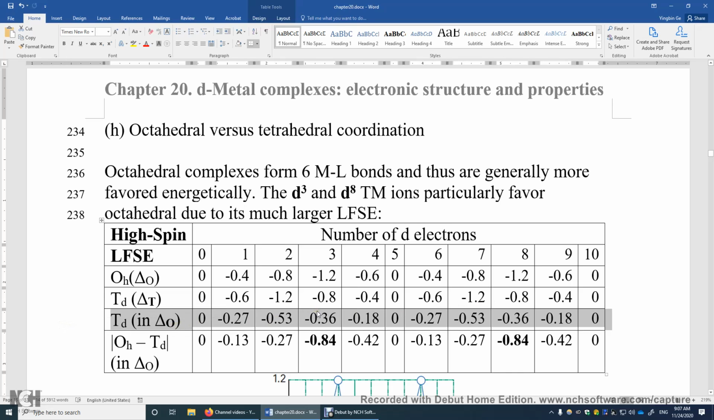And then we're going to take a look at the difference between Oh and Td. We'll look at the difference in LFSE, ligand field stabilization energy. So we're going to use these numbers minus these numbers. All right, I made a mistake here. I shouldn't put this absolute value sign here. So it's just this number minus this number, we have this number. This number minus this number, we have this number. This number minus this negative 1.2, minus this number, we get this.